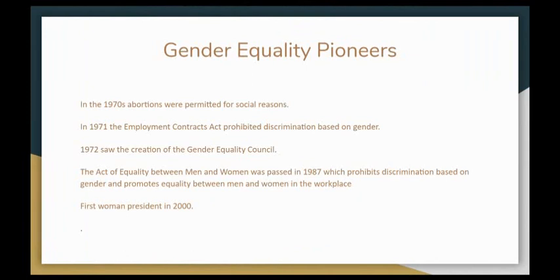In the 1970s, abortions were permitted for social reasons. In 1971, the Employment Contracts Act prohibited discrimination based on gender. 1972 saw the creation of the Gender Equality Council. The Act of Equality between Men and Women was passed in 1987, which prohibits discrimination based on gender and promotes equality between men and women in the workforce.